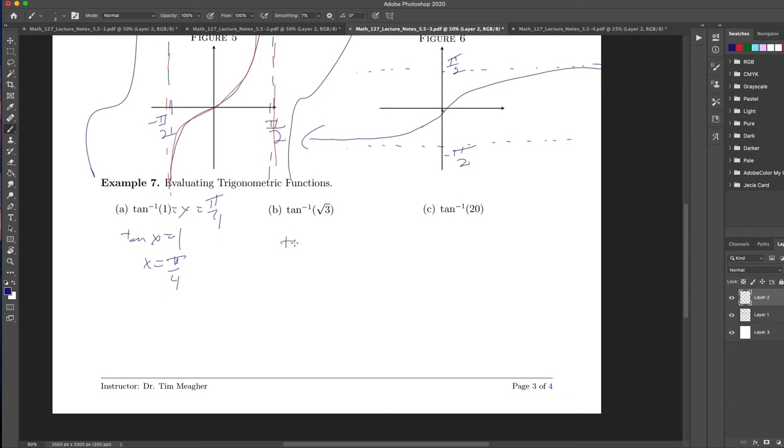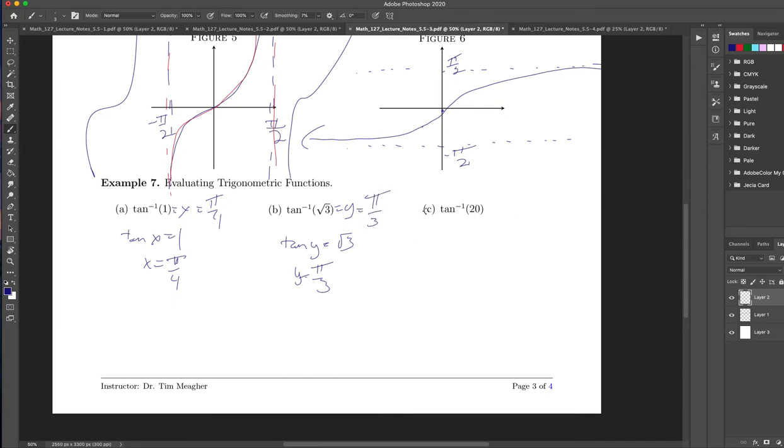Here, I want to know where tangent of, let's just use a different variable, y. What y is equal, what angle gives me square root 3 between the interval of negative pi over 2 to pi over 2. Remember, it must be in this interval. And the answer here, of course, is pi over 3. So y equals pi over 3. So we just go and plug that in.